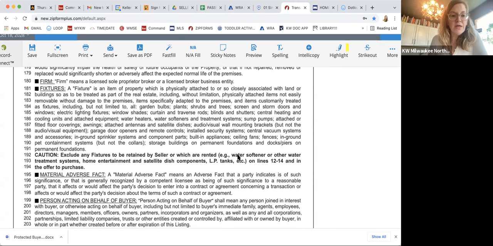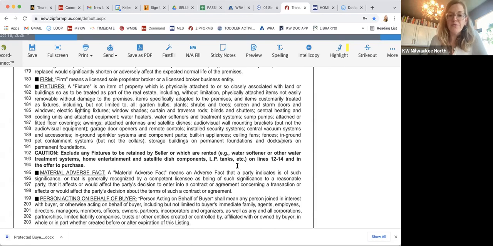A firm. A firm means a licensed sole proprietor, broker, or a licensed broker business entity. So I think it's important to distinguish that these agency agreements are between the firm and the clients. It's not between the agent and the clients. So if there are significant changes to these listing contracts, they must go through Joni or I.